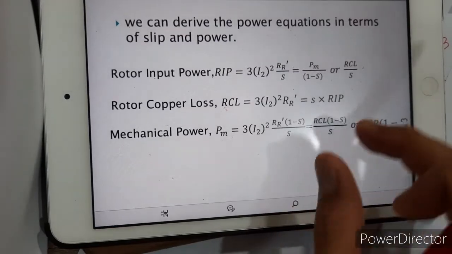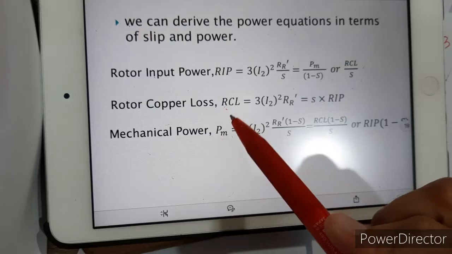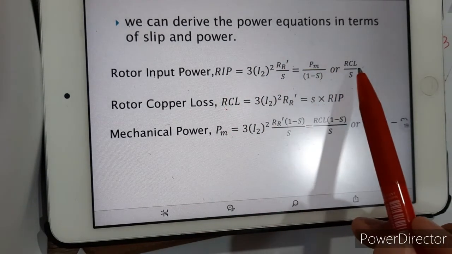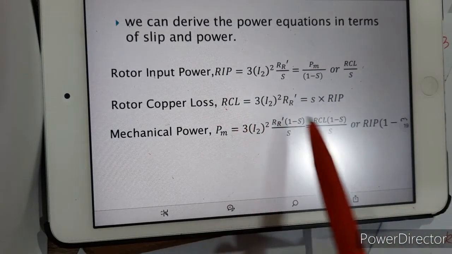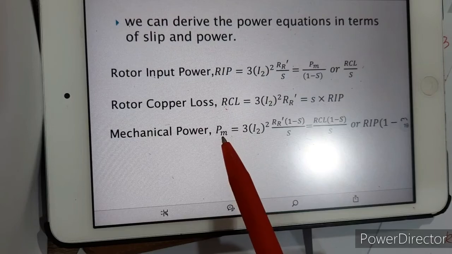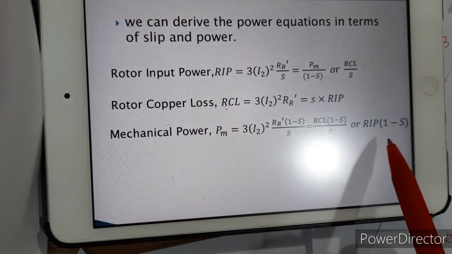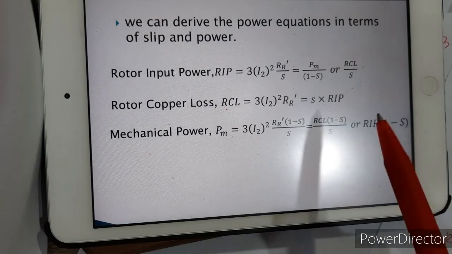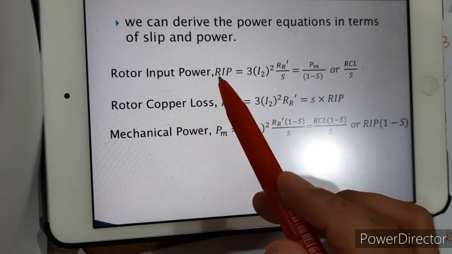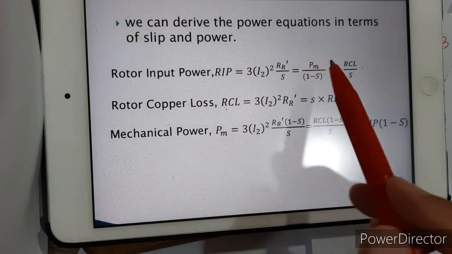Okay, for the complete equation you can refer to the slide. RIP, RCL and PM. RIP you can write in terms of PM and RCL, and RCL you can write in terms of RIP. Same goes for this one, PM equals to, you can write in terms of RCL and RIP. Actually you can memorise just this one, RIP, because this one already gives you the three: RIP, PM and RCL.